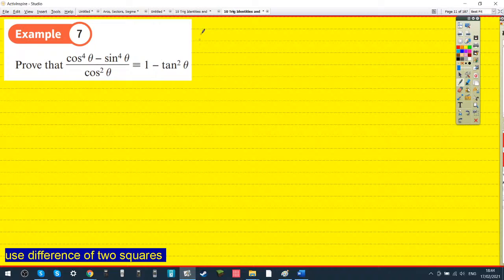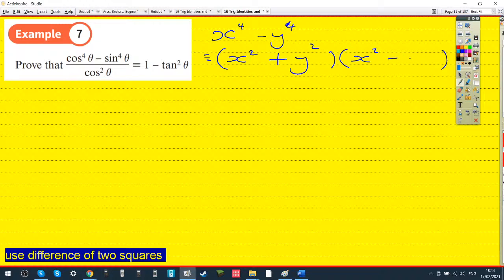Okay, any idea? Let's see. x to the 4 minus y to the 4. Any idea how you do difference of two squares with that? No. What is the square root of x to the 4? x squared. Yep. And so what would that be? Then minus y squared plus y squared. So we have x squared plus y squared, minus... y squared, sorry. Yeah, y squared.